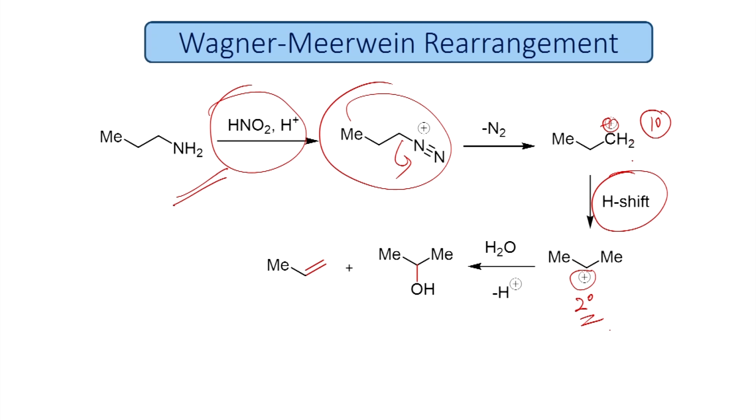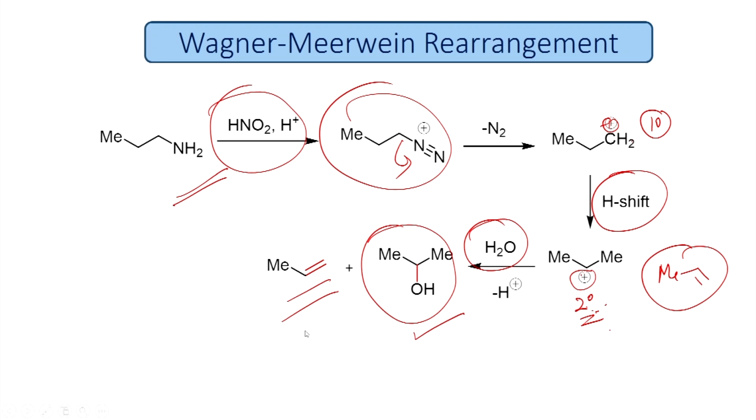Once you form this one, if you have a nucleophile, in this case water, it can undergo an addition reaction, and you get isopropanol as a product. It can also lose a proton, and then you can form the alkene propene as the product. So, already you know how you can form the disodium salt, we have seen earlier.